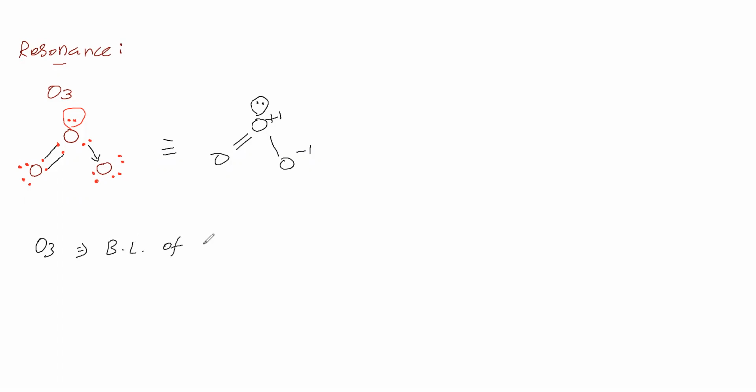Experimental fact says that in ozone, the bond length of OO is not a single bond length. The bond length of OO in ozone is 128 picometer. The experiment says that the bond length of OO is 128 picometer. That is only one value.